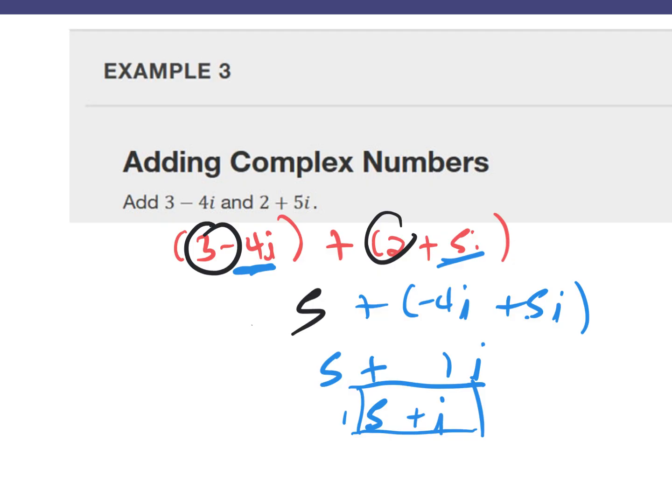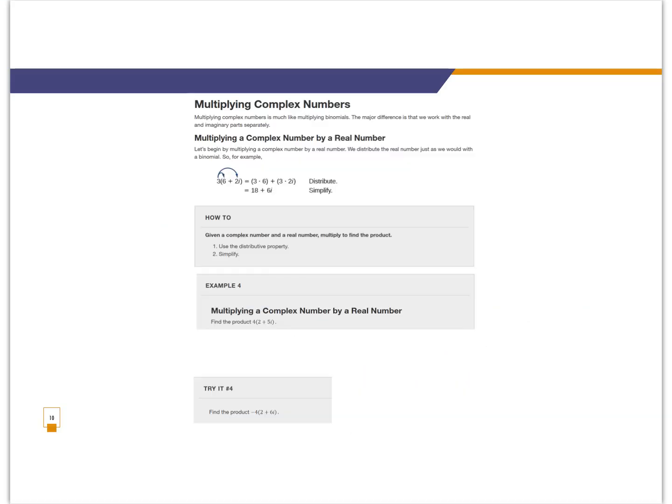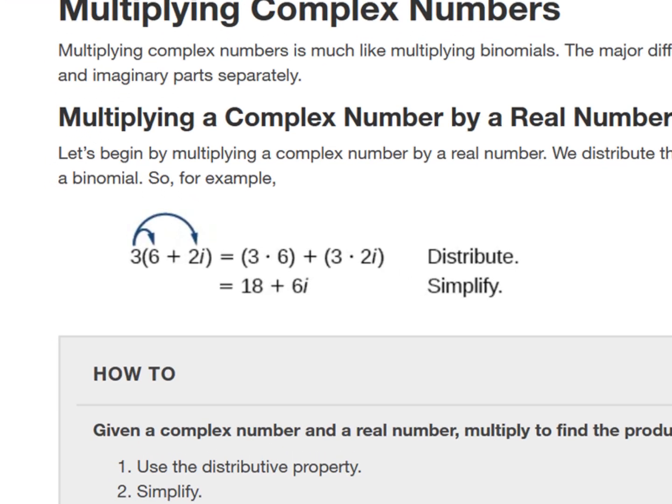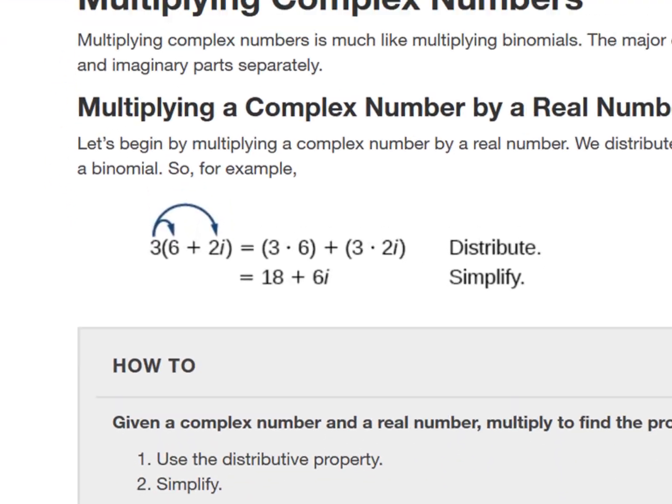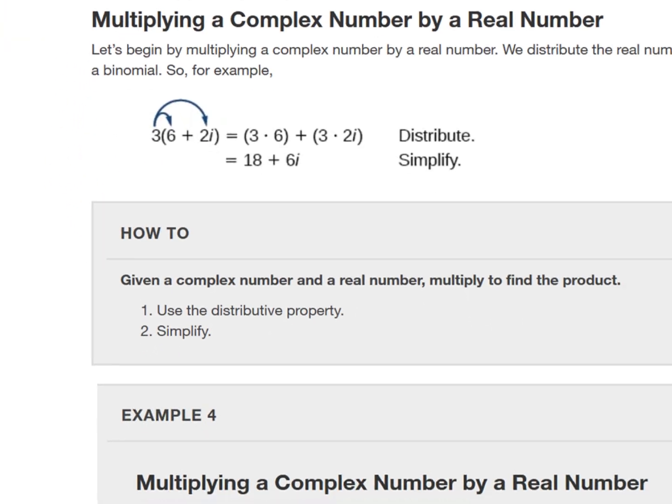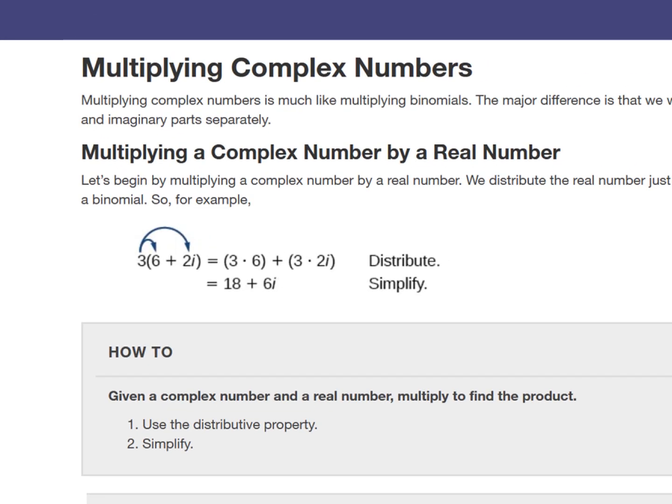Let's see what the author did. I didn't put the answer. You have to take my word for it. Sorry, I didn't put it in there. You can always look it up in the book yourself. By the way, I think your calculator actually adds imaginary numbers too. You can actually try that.